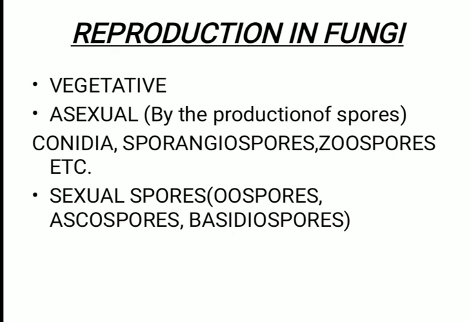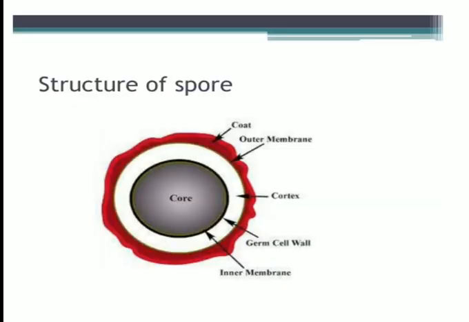This fission and the budding mechanism is very common in yeast, Saccharomyces cerevisiae, where the parent cell protrudes and produces a bud and it becomes a new organism. Asexual reproduction in fungi takes place by means of spores. As you can see on the screen, I have given here the structure of the spore.